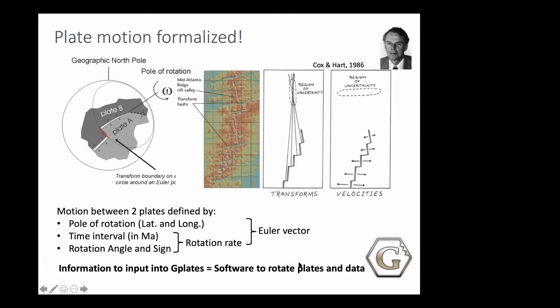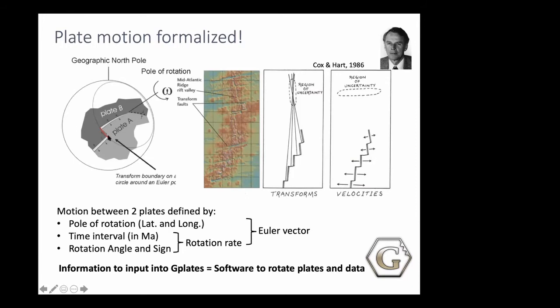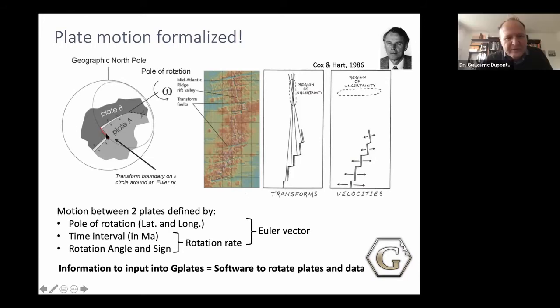Yes, please. I'm wondering how can the transform faults show you the pole of rotation? I don't really get what kind of cues are there. Okay, so maybe this drawing, good question, huh? Maybe this drawing is a bit too simple, but you can look here on this one. Okay, you see the red line here? Between plate A and plate B. So this is a transform fault.